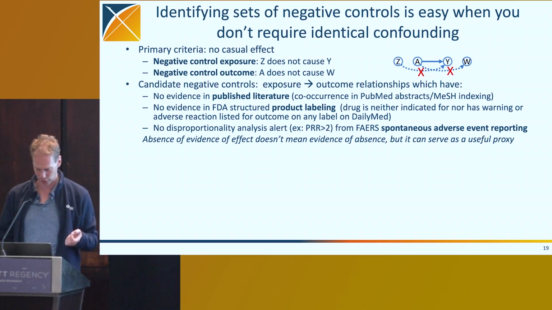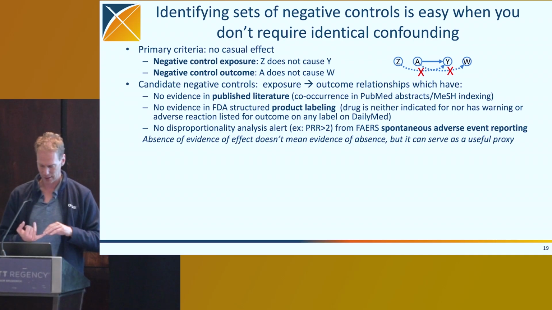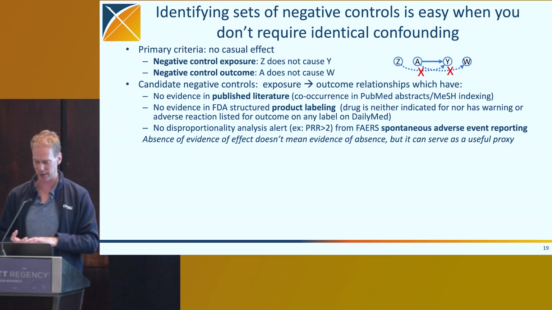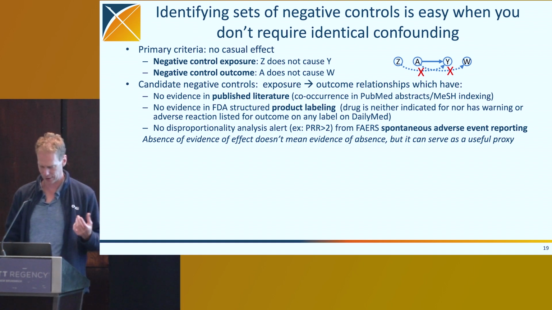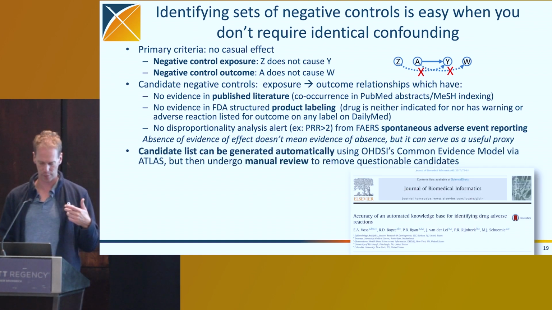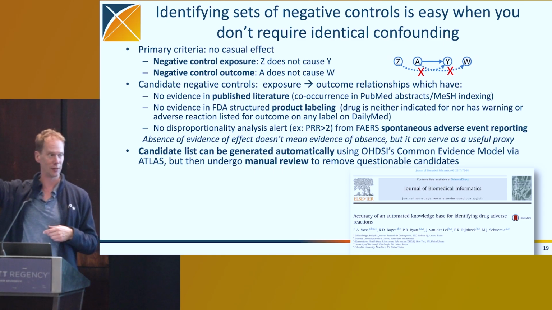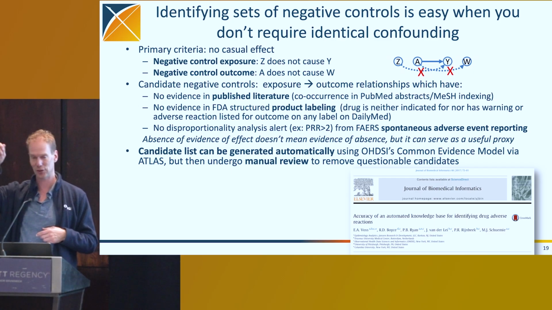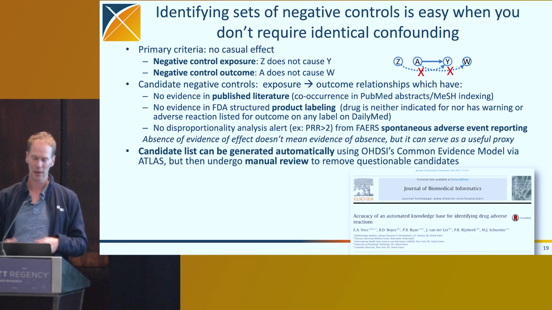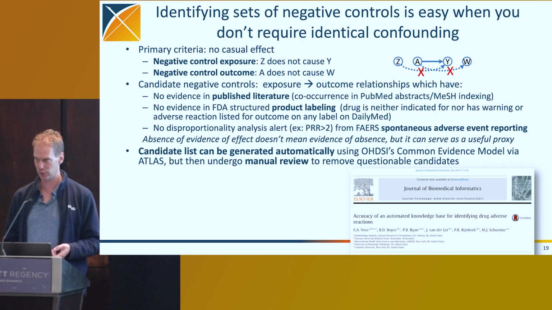We actually have a tool that we created that just automatically generates candidates for which we know that there is no evidence in published literature, in product labels, and in spontaneous reporting that there is a relationship. So we're fairly sure that there is no real relationship, and we just rank order by prevalence, and then we just do the game that we did earlier, where we ask, is this a negative control? Yes. Is this a negative control? Well, maybe not. This is a negative control. We just go down the list until we have a sample of negative controls.